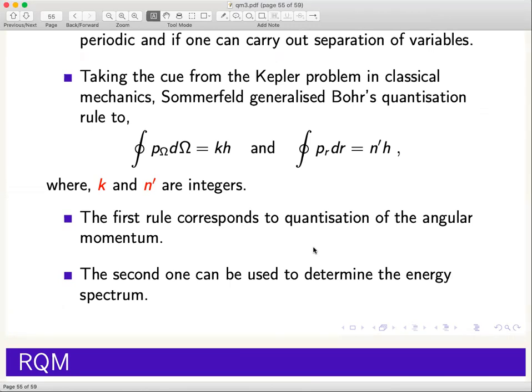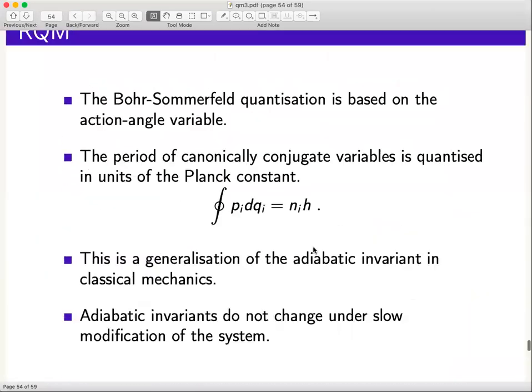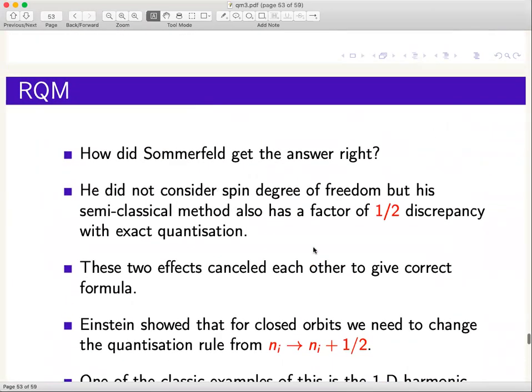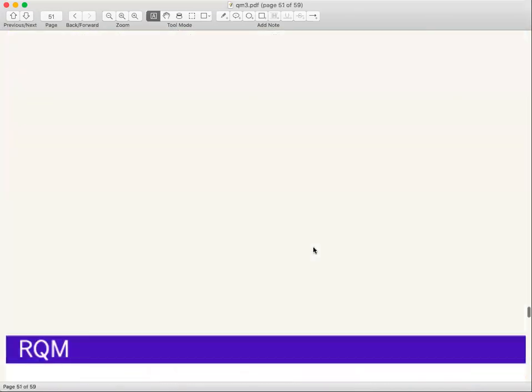Yeah, you're asking something? Can you go a few slides up where we have the minimal coupling? Yeah. Oh, the beginning of the class.